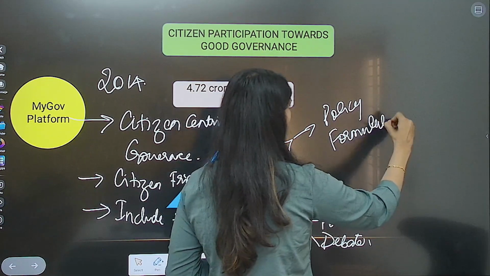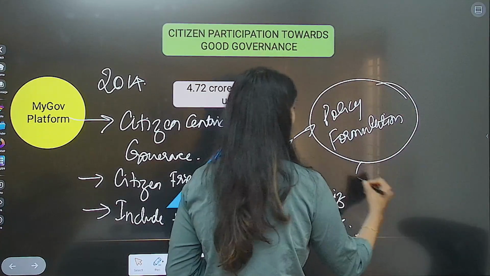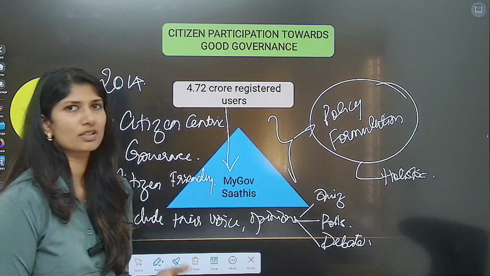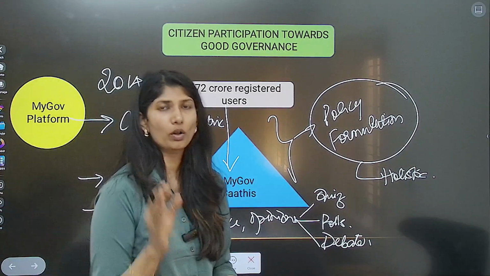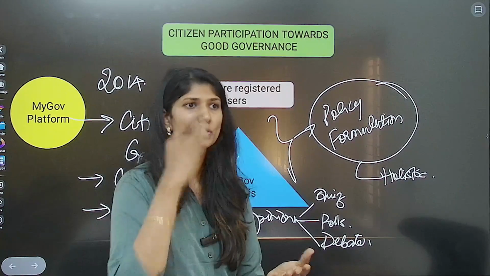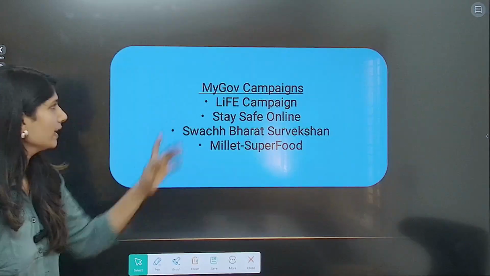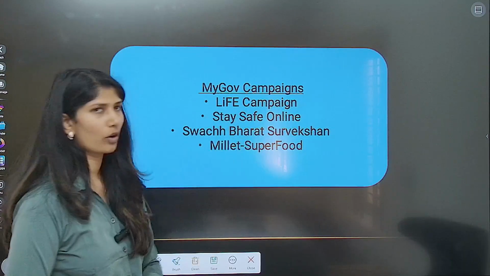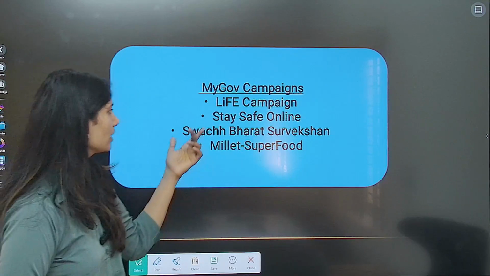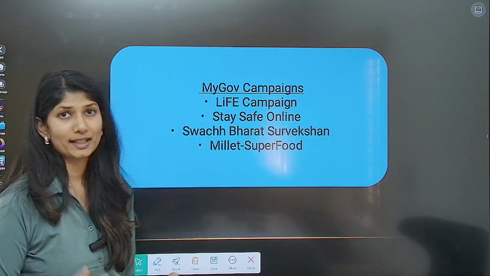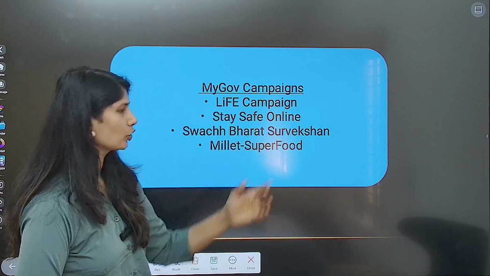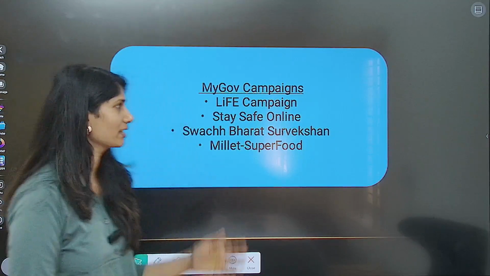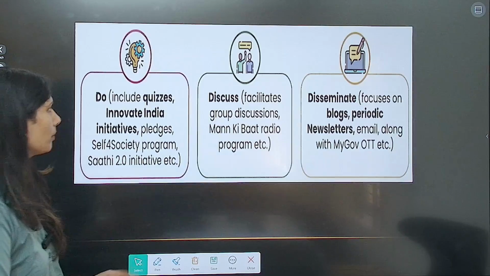Policy formulation will now be a very holistic one, where a debate happens not just in your legislative assembly or among your executives, but also among the common people for whom the policy is made. Next, we will see your MyGov campaigns: Life campaign, Stay Safe Online to bring awareness in the online medium, Swachh Bharat Survekshan for a healthy, clean India, and Millet Superfood to avoid lifestyle diseases. Understanding? These are all the campaigns brought in by your MyGov platform.